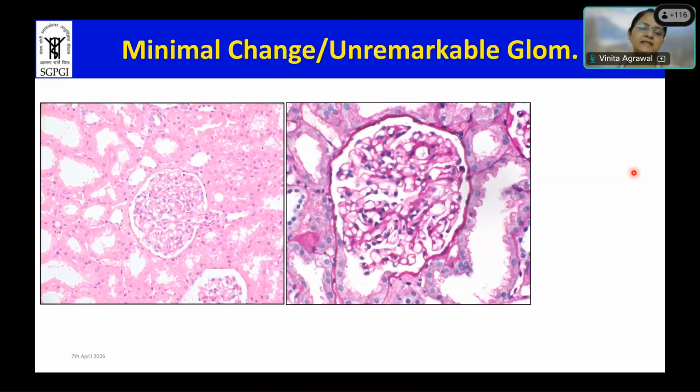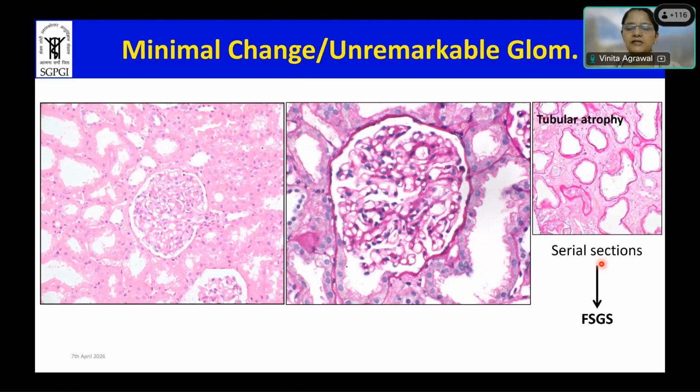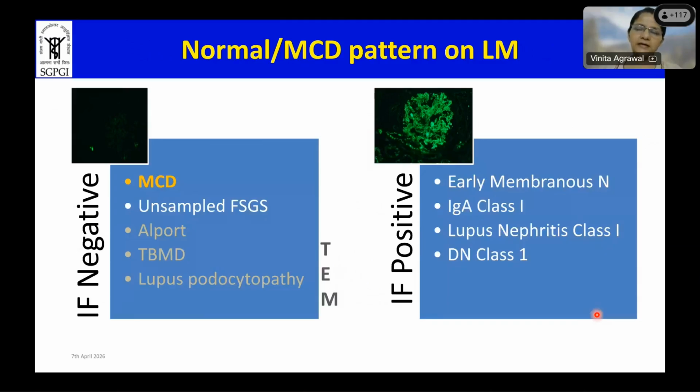So if it would have been just this biopsy where you have normal glomeruli, I would have given it as a minimal change disease because a child was presenting with nephrotic syndrome. If it was not for nephrotic syndrome, I will say it is unremarkable glomeruli. But when I start seeing tubular atrophy, I will do a serial section and look for FSGS. Okay? So that is all you need to do. You need to do serial sections and try to look for focal segmental glomerulosclerosis. Now, what is focal segmental glomerulosclerosis? We'll talk about it in the next slide.